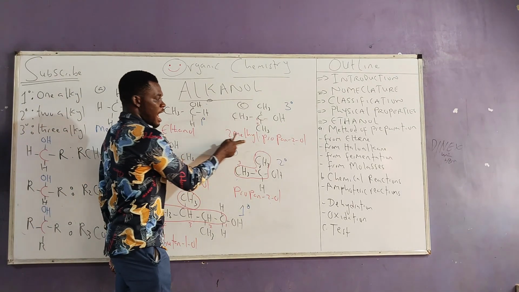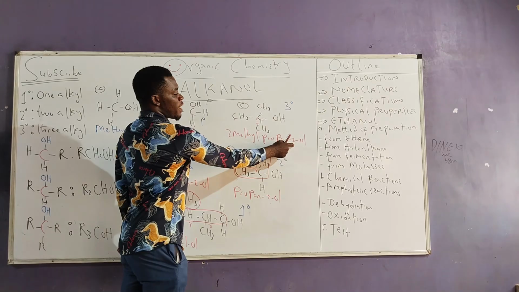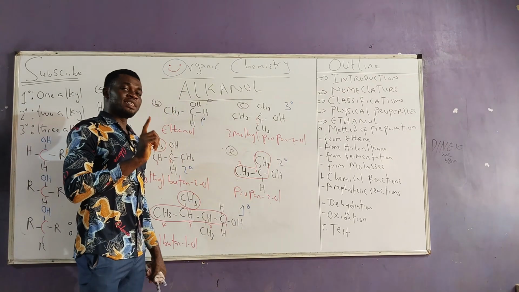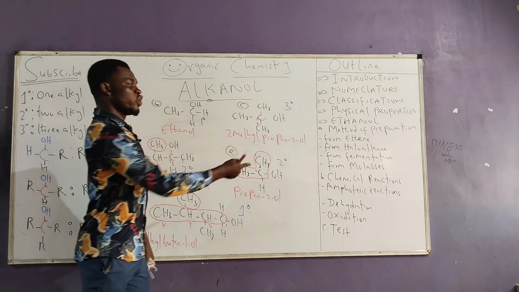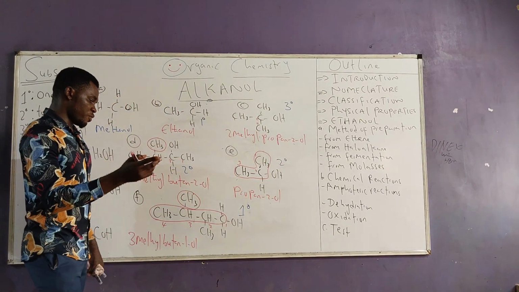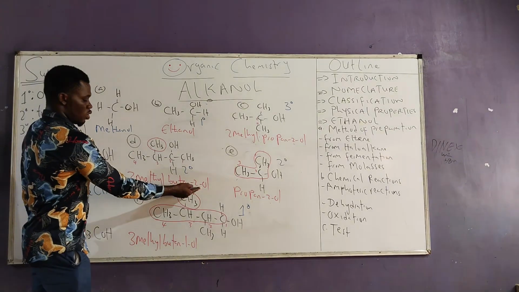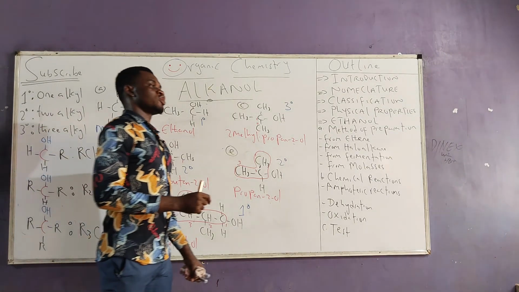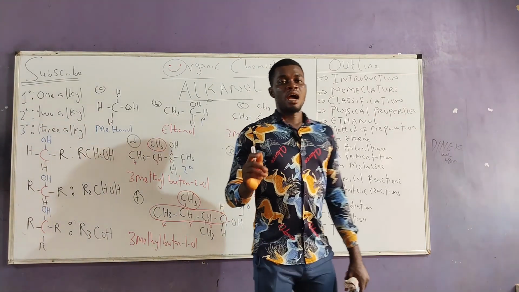But if the alkyl group and the OH group are not on the same carbon atom, and remember, your OH group is not at carbon 1, that alkanol is a tertiary alkanol. So for example, we have 2-methylbutan-2-ol. The alkyl group and the OH group are on different carbon atoms, so that gives us a tertiary alkanol.